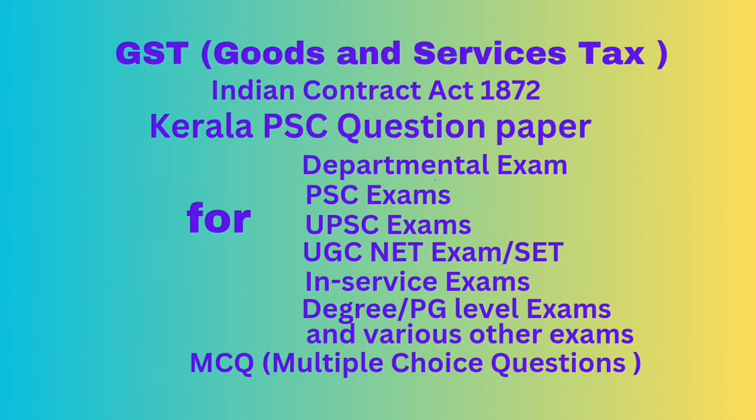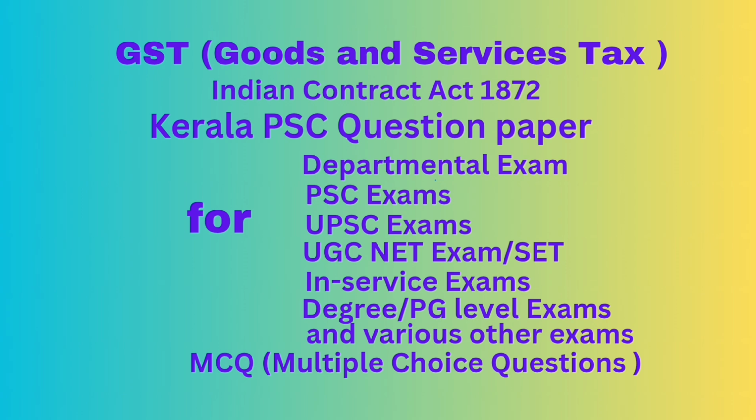Question number 50. When there is undue influence, contract is dash. Answer: voidable at option of one party. Question number 51. Performance under the contract must be unconditional. Question number 52. If no time is specified for performance, the promise must be performed within dash. Answer: reasonable time.